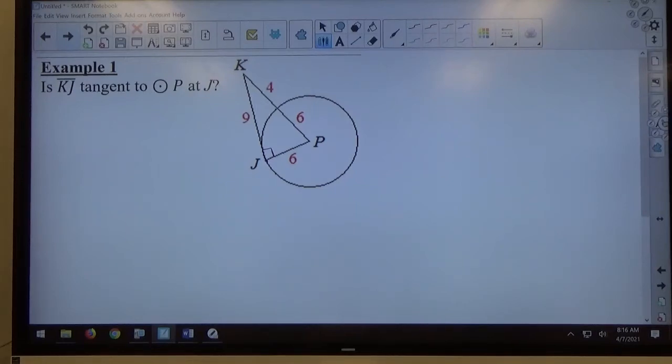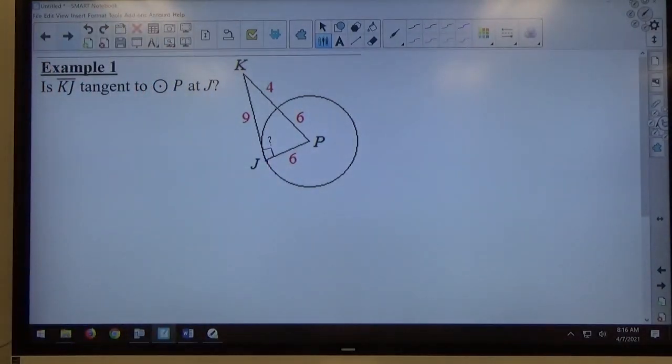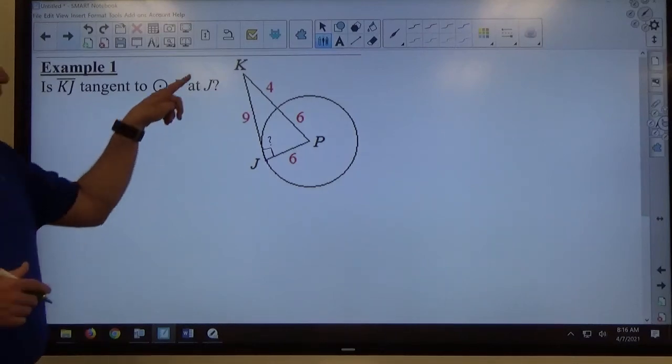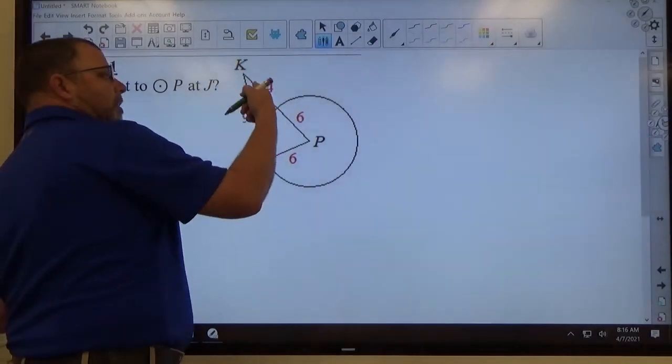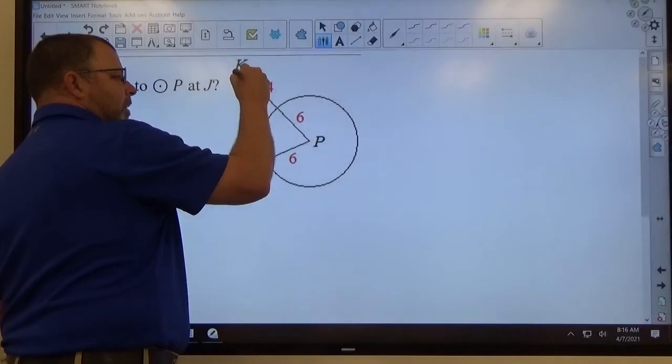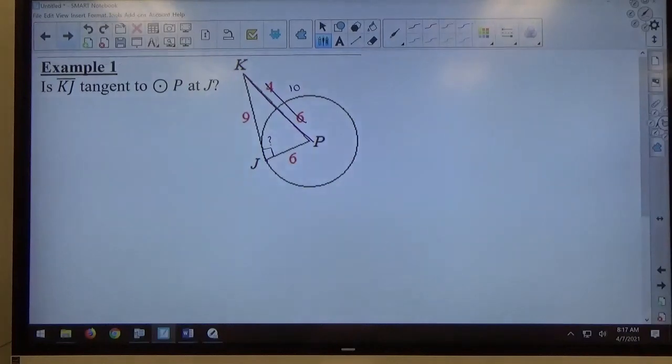So I'm looking here at a triangle PKJ. I'm questioning whether angle J is a right angle. I'm going to put a question mark next to my right angle symbol because I don't know if it's a right angle yet. If that happens to be a right angle, what theorem needs to hold true in this picture? The Pythagorean theorem. Particularly KJ and PJ would be the legs and KP would be the hypotenuse. And you can see the outside piece here is 4, the inside piece is 6. The entire length of KP is 10. So if I just apply the Pythagorean theorem here and see if 6 squared plus 9 squared equals 10 squared, if it does, then it's a right angle. If it doesn't, then it's not.